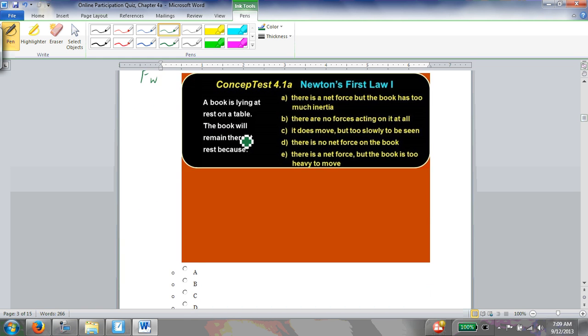All right, a book is lying at rest on a table. The book will remain there at rest because there is no net force on the book, causing no acceleration.